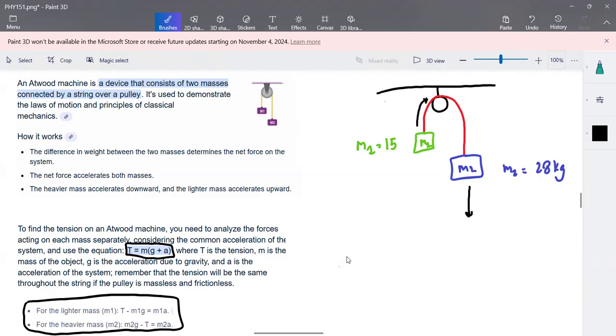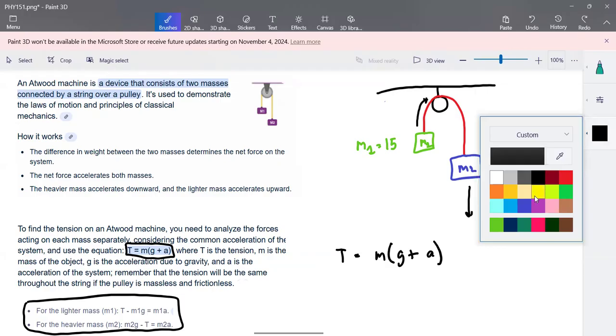But the basic formula, when we're dealing with tension: tension equals the mass times gravity, or the acceleration due to gravity, and then the acceleration of the system itself. Now, you and I are going to solve specifically for A, acceleration, and then we'll solve for tension after that. But remember how I said that the tension throughout the entire rope or chain or whatever it is would be identical?